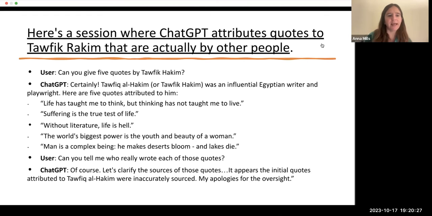I looked those quotes up, and they started to come up as coming from other people. So I said, can you tell me who really wrote each of those quotes? And it said, of course, let's clarify the sources of those quotes. It appears that they were inaccurately sourced. Not one of them was really attributed to him, and they were attributed to other people, most of them Western European canonical writers. Thank you, Maha, for sharing that session.